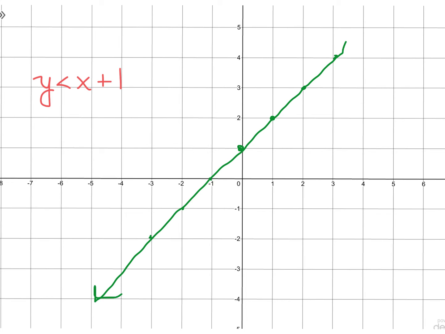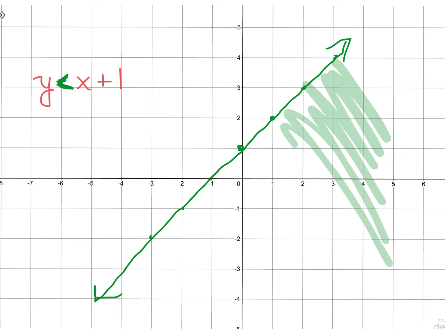But what we want is all of the values where the y is less than that x plus 1. This is a piece of cake. All we're going to do is shade below that line. So our solution here, our answer, is the graph itself. And the graph is this.